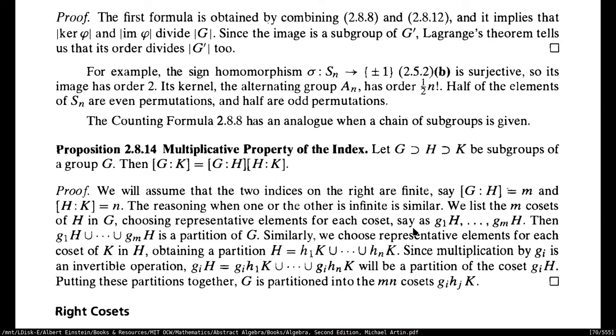Right? Since multiplication by gi is an invertible operation, you can multiply the equation that we just had for the subgroup H throughout with gi. So giH is going to give you gih1K until gihNK. So this is going to be a partition of the coset giH, right? And what you can do is put these partitions together.